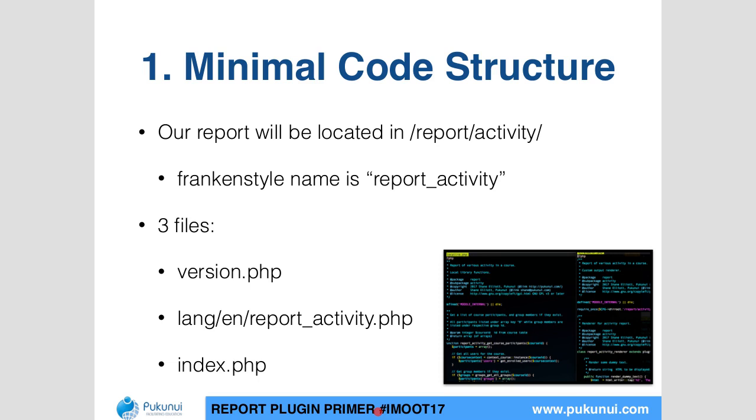Frankenstyle was a word that came from one of the Moodle developers years ago, and it's a convention for naming plugins. Really it's the plugin type, report, underscore, the name of the plugin, activity in this case. All plugins have a Frankenstyle name. That's quite important when you're coding, because a lot of things run off that, and Moodle expects you to state it in certain places. So if you were writing an authentication plugin, such as email authentication, that's auth, underscore, email.